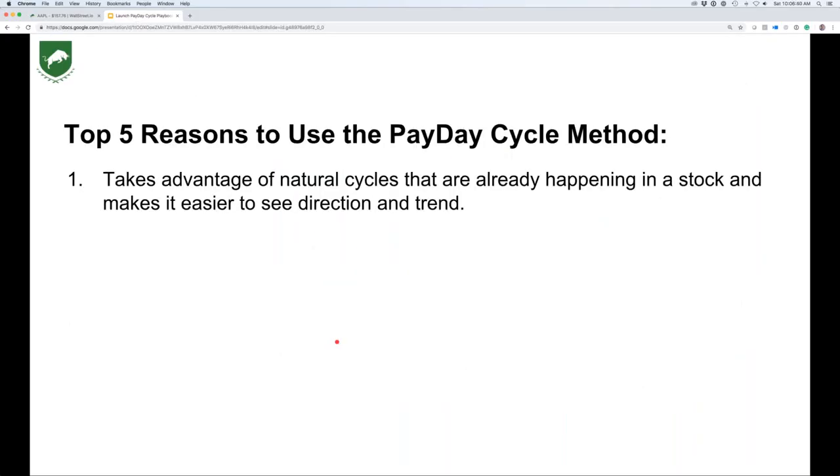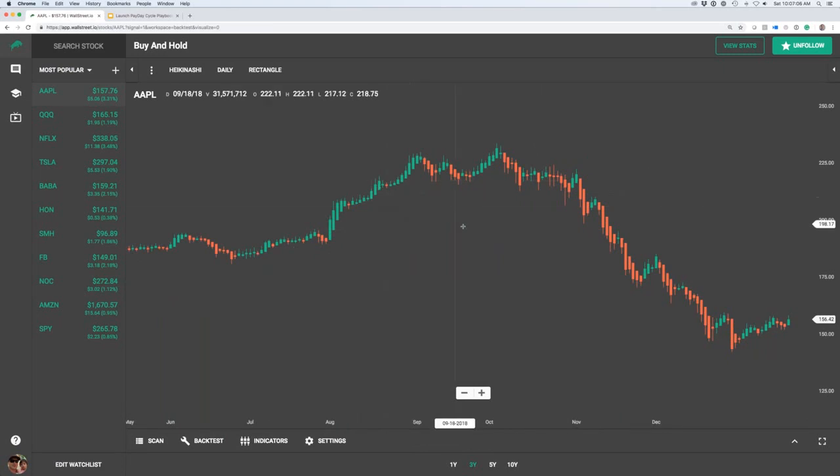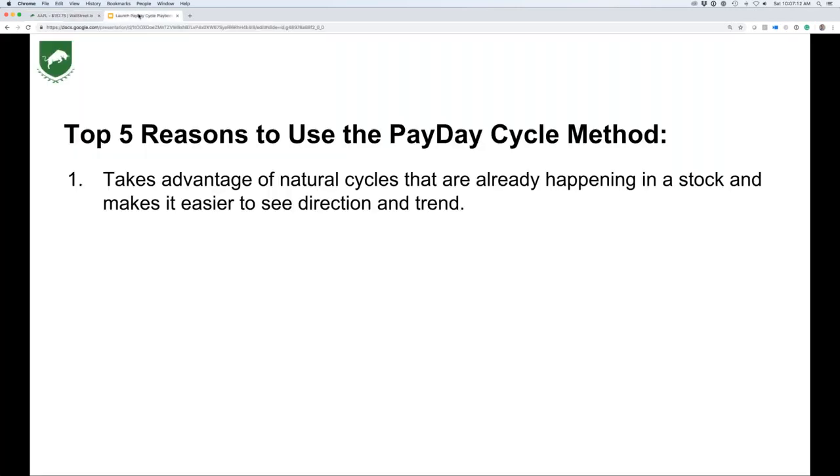Some of the main advantages to using the PayDay cycle method, which again, a PayDay cycle is simply a 4 to 8 day trend in a stock using a Heikin-Ashi chart. One of the advantages is that it takes advantage of naturally occurring cycles. These cycles, as I showed you here on the Apple chart, are already happening anyway. So whether I use them or not, they're already happening. So I might as well take advantage of them.